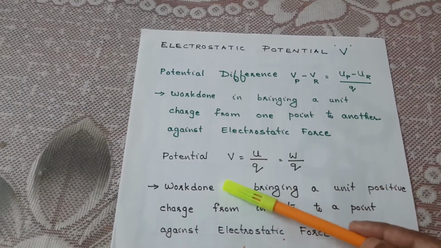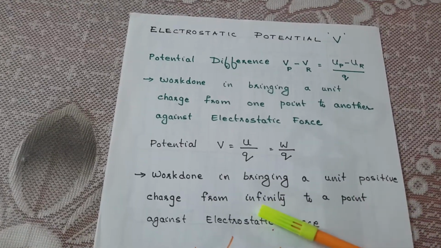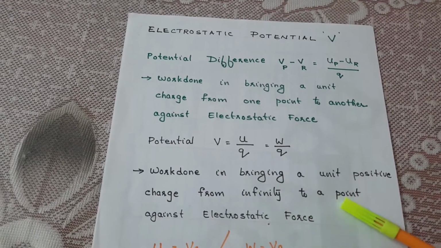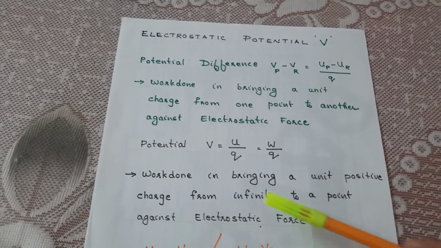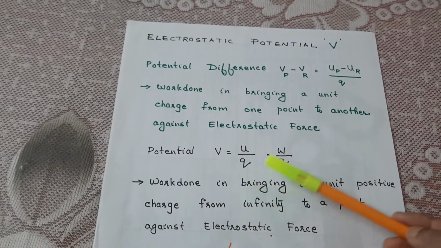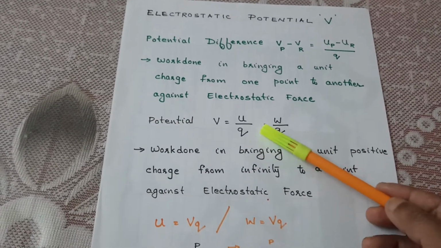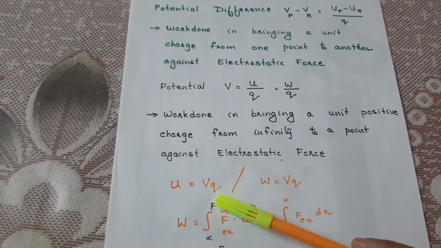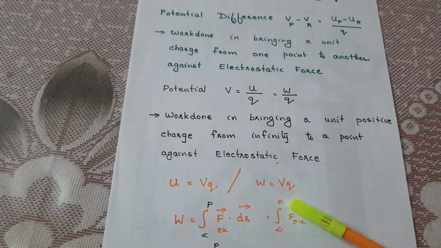And the potential V is the work done in bringing a unit positive charge from infinity to a given point against the electrostatic force. Potential V is equal to U by Q or W by Q. From this equation, we can write U is equal to VQ or W is equal to VQ.